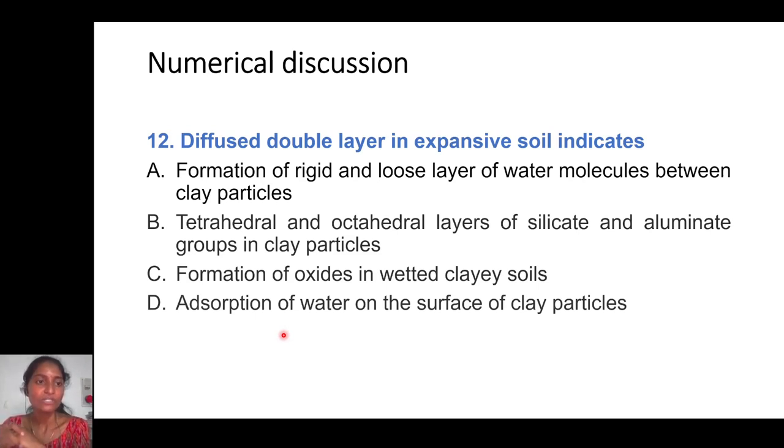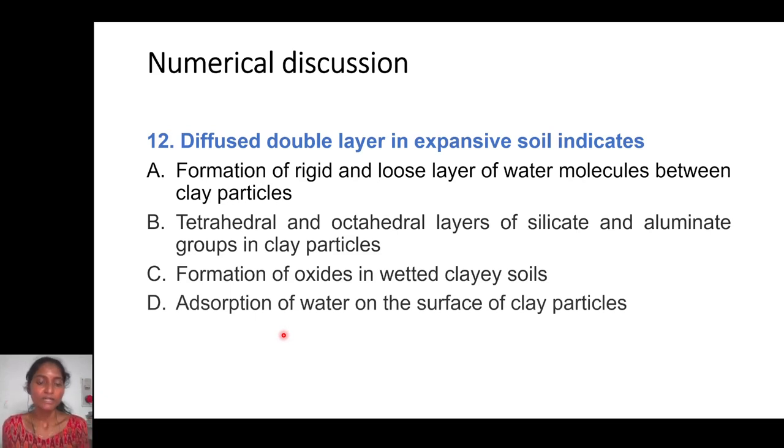So the question is, diffuse double layer in expansive soil indicates what? Option A says formation of rigid and loose layer of water molecules between the clay particles. So they are saying there is one layer with rigid and loose, one is the strongest layer, one is the loosest layer of water molecules between the clay particles.